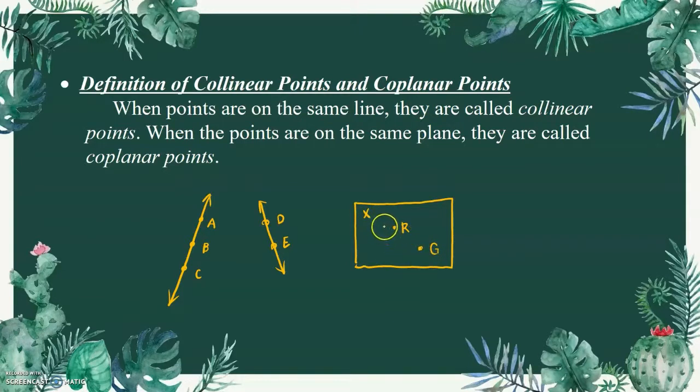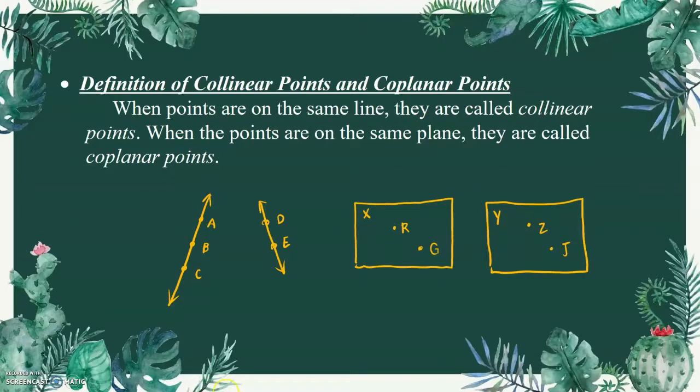then meaning to say they are coplanar points. Now if I have here another plane, and let's name this plane as plane Y, and inside plane Y we have point Z and point J, then point Z and point J are also coplanar points because they are located on the same plane. But point R and point Z are not coplanar because they are located on different planes. Clear?